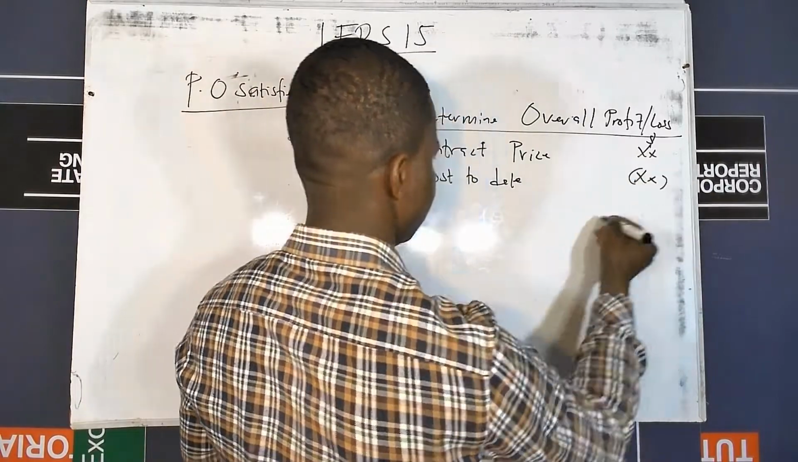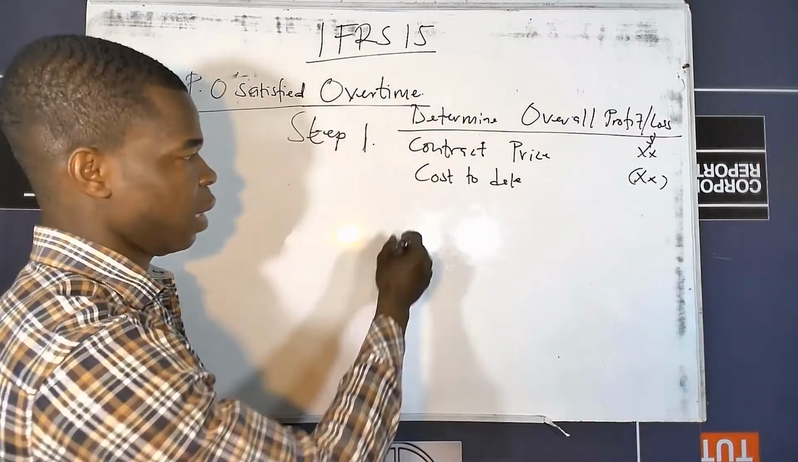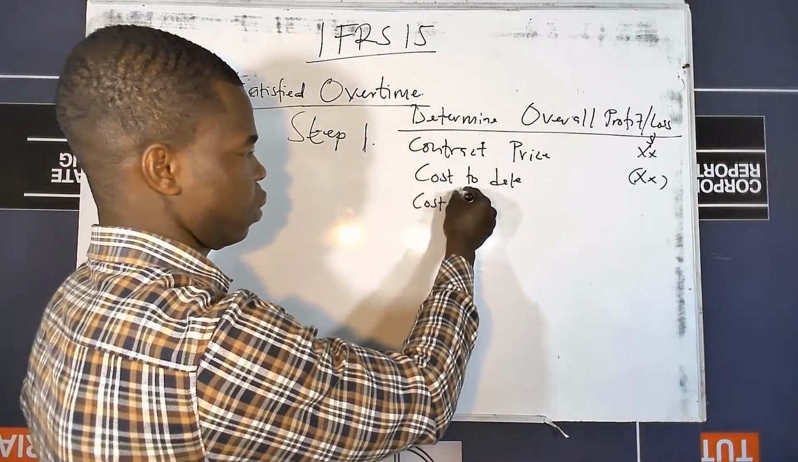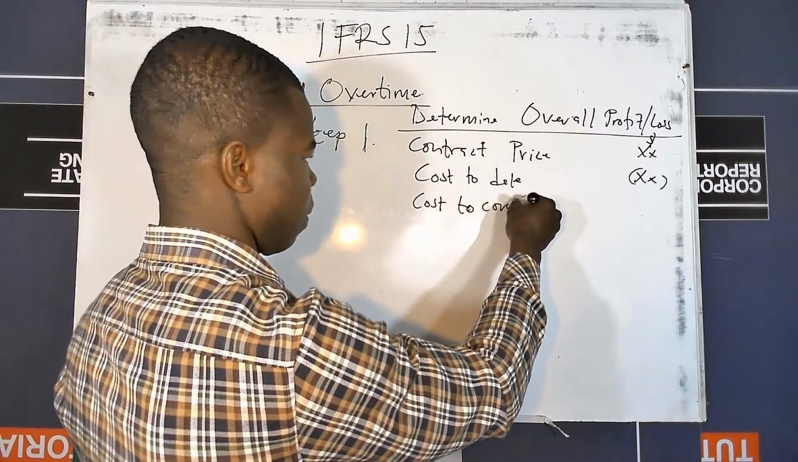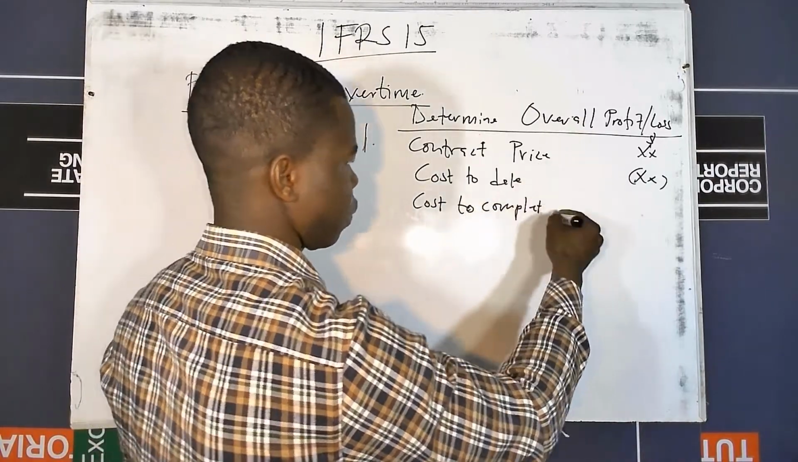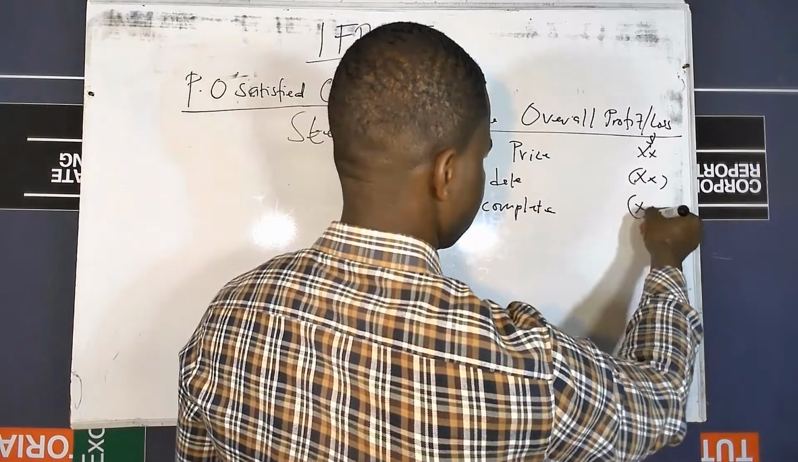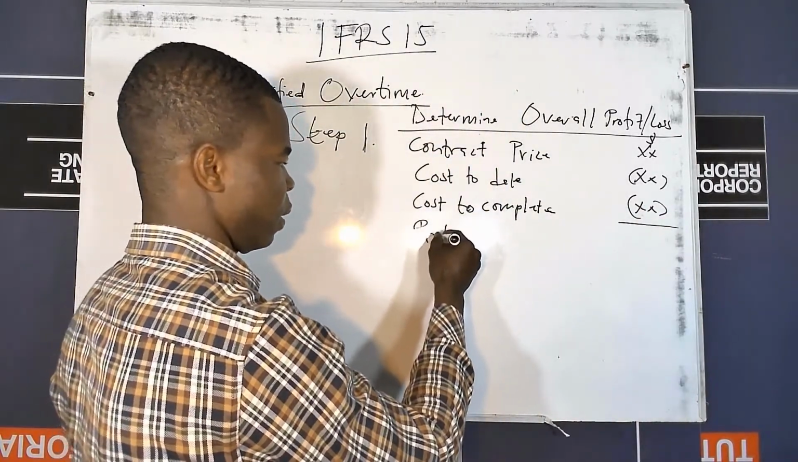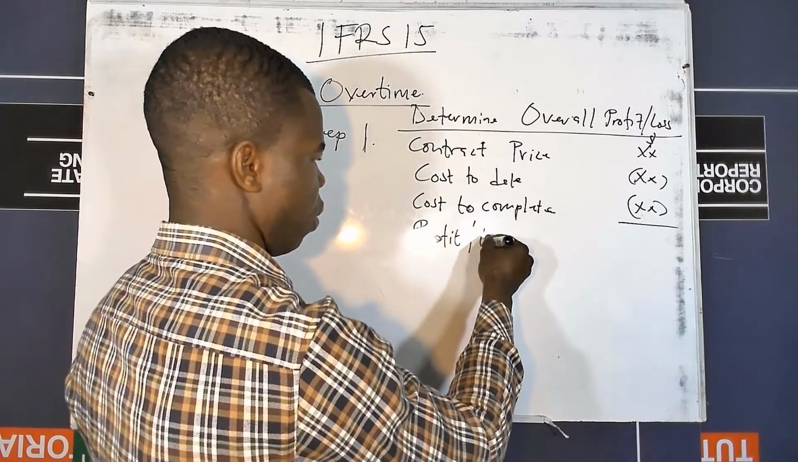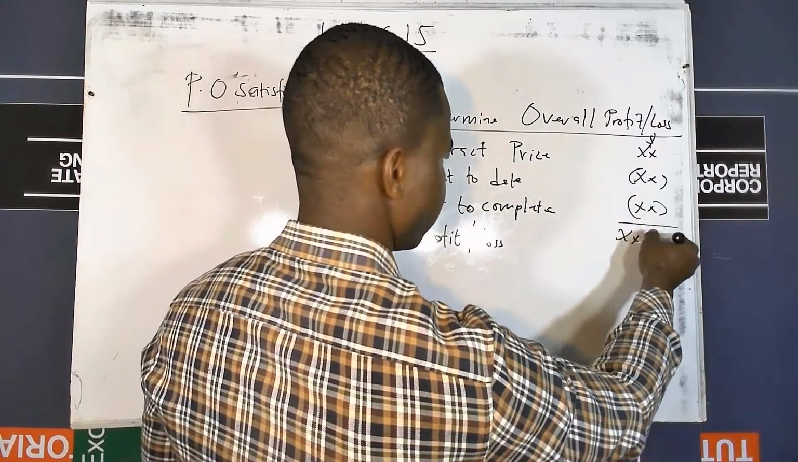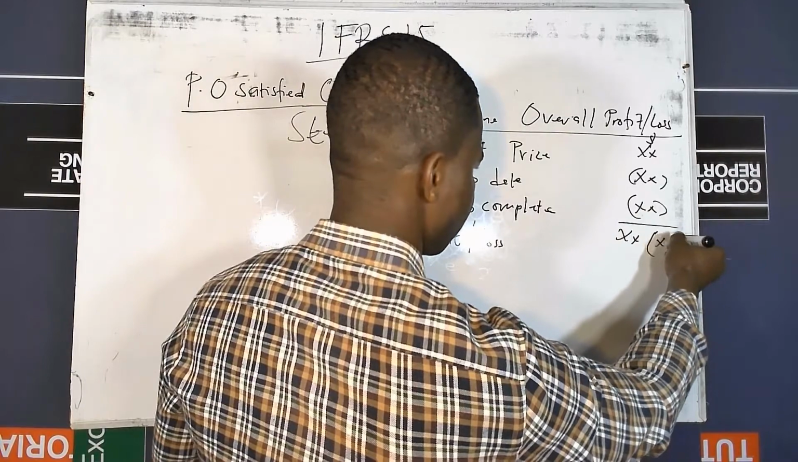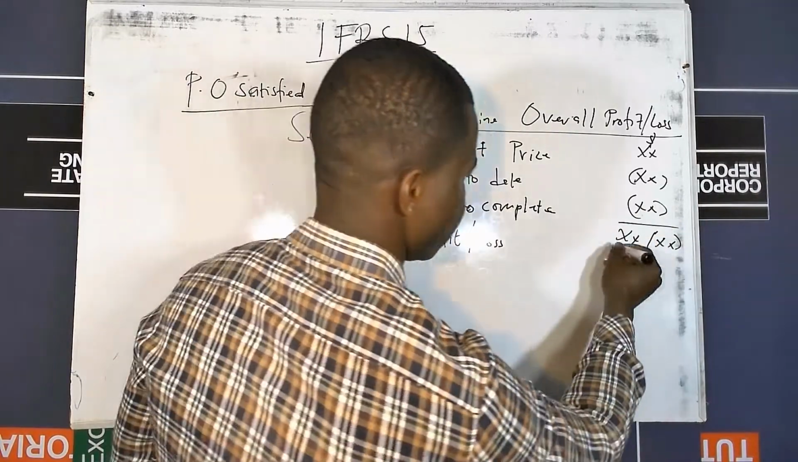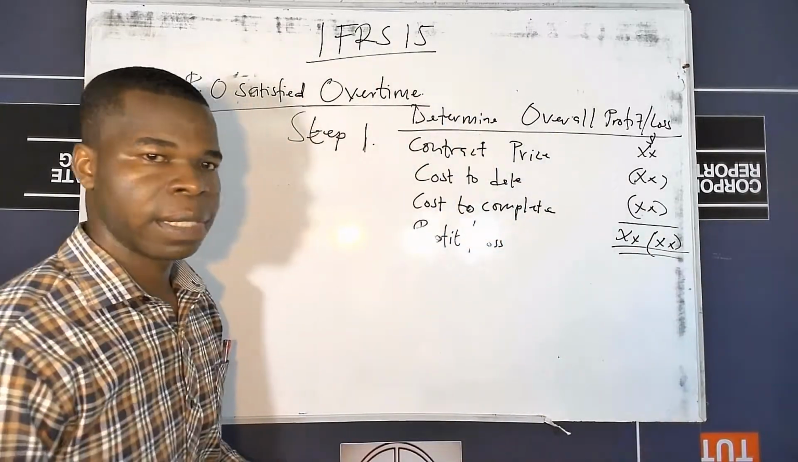We less that from our contract price, and then we also less our cost to complete. We also less that. So this will give us our overall profit or loss. So if it's a profit, it's going to be a positive figure, but if it's a loss, it's going to be a negative figure. So that is step 1.